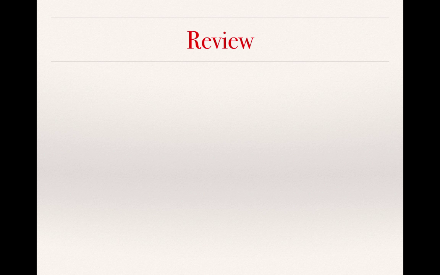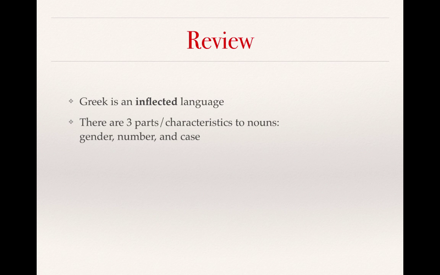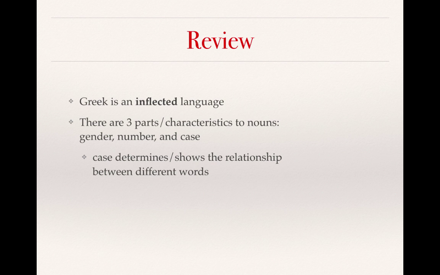To begin with a brief review, remember that Greek is an inflected language, which means that the different functions of words in a sentence are indicated by their form rather than by the order of the words. There are three parts or characteristics of each noun: gender, number, and case. We talked about how case determines or shows the relationship between different words. We mentioned as well that there are three different patterns or declensions for forming Greek nouns. In the last lecture, we learned about first declension nouns.